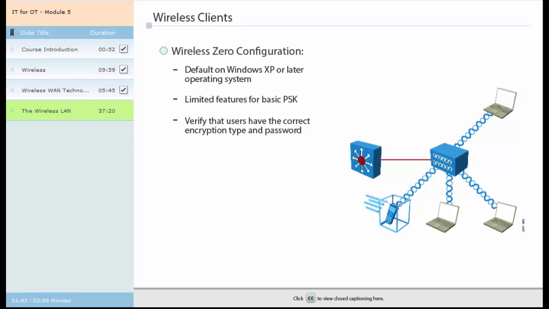The basic features of WZC are satisfactory for simple small office or home office environments. Keep in mind that tablets and laptops generally have built-in wireless components as well, and rarely need an external Wi-Fi interface unless the interface is to allow them to use a newer wireless technology.